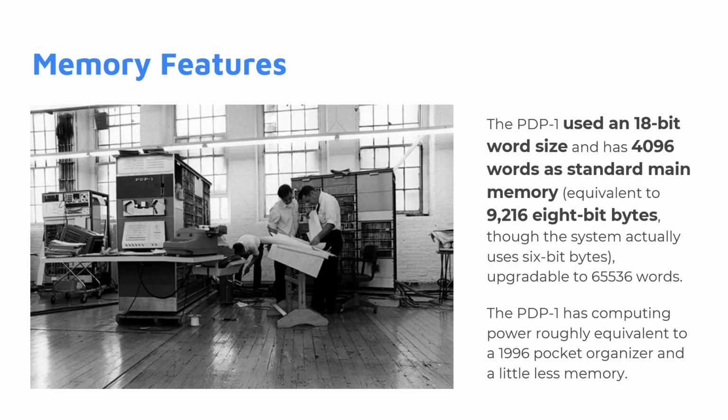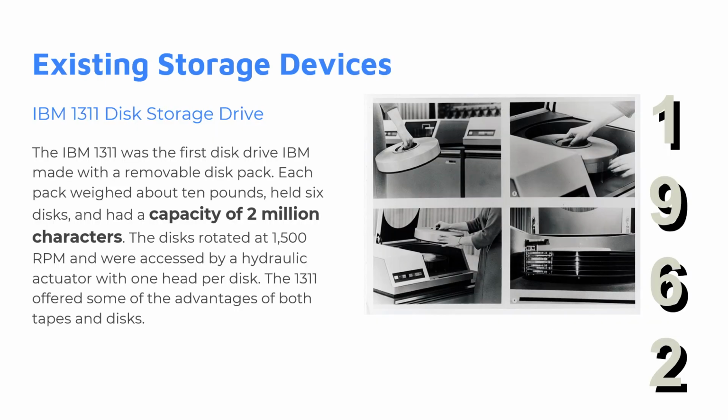And moving on to memory features, well, the PDP-1 used an 18-bit word size and has 4096 words as standard main memory, which was upgradable to 65,536 words. The PDP-1 has computing power roughly equivalent to a 1996 pocket organizer and a little less memory. And which were the existing storage devices?